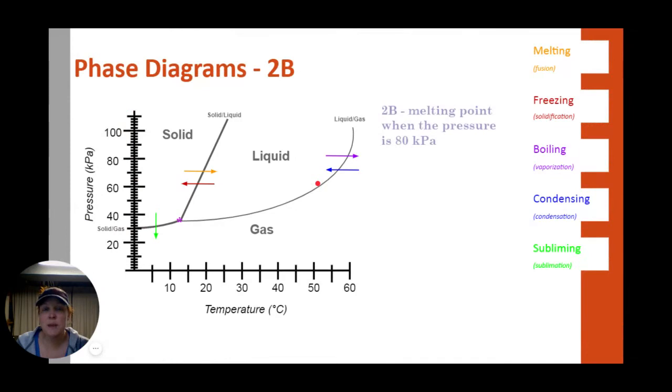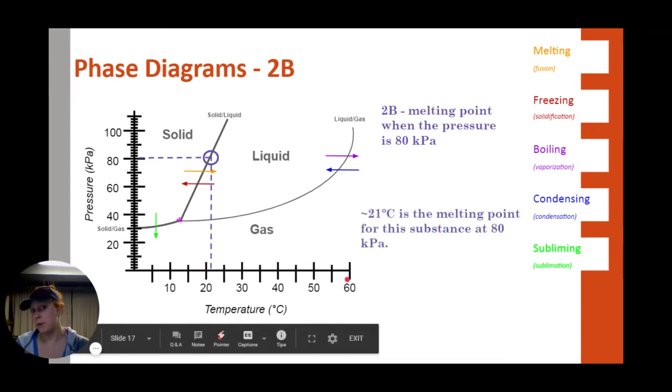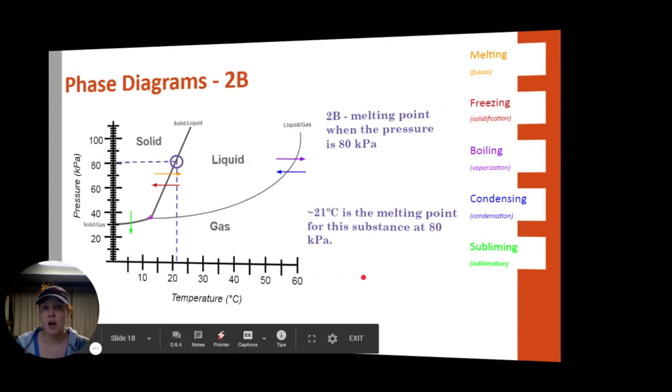Okay, so 2B asks us to estimate the melting point when the pressure is 80 kilopascals. Again, we know that melting is solid to liquid, so we're going to be somewhere on this line. If we're at 80 kilopascals, we want to follow that line over to our melt line, and then drop down to the temperature, which is about 21 degrees Celsius, the melting point for this substance at 80 kilopascals.